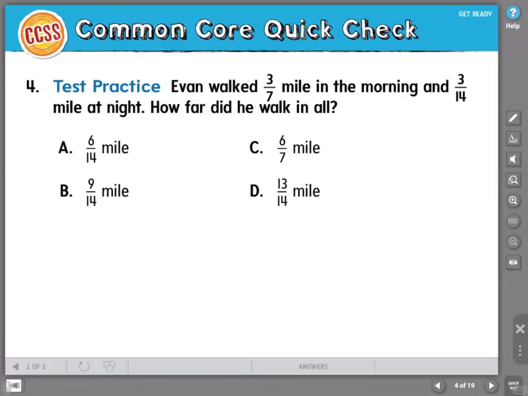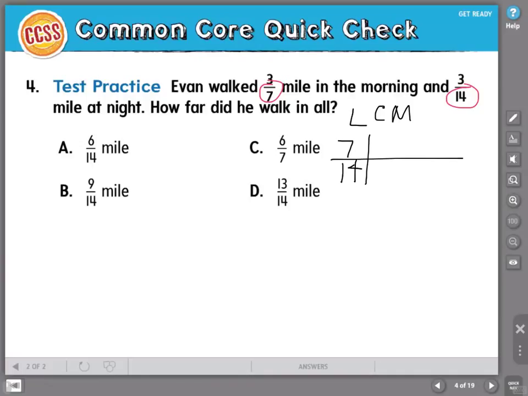Our question says, Evan walked 3/7 of a mile in the morning and 3/14 of a mile at night. How far did he walk in all? Well, I know that since I have two different denominators, I'm going to have to use equivalent fractions to turn them into like denominators. To do that, I'm going to have to find my least common multiple of 7 and 14. Remember, multiples are the numbers you say when you skip count.